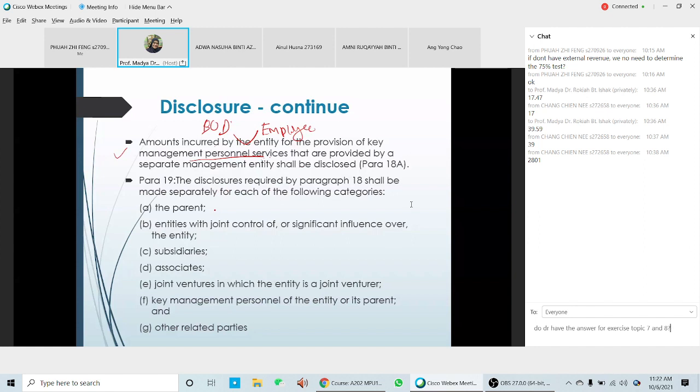Para 19, disclosure about the parents. You need to disclose who is the parent. An entity with joint control or significant influence, related with the associate, subsidiary, JV, same thing as this one. Key management personnel of the entity and other related parties. If you refer to the annual reports here, you're going to find the profile of directors, which is going to inform you about who is the key management personnel in that entity.